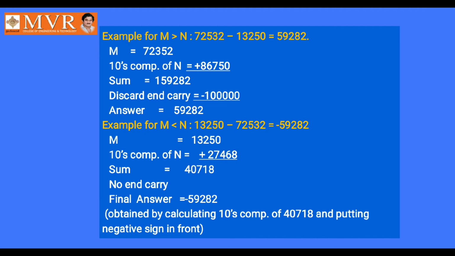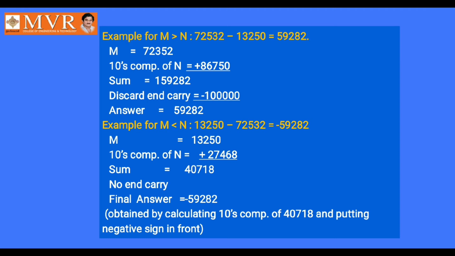Now, in the second case, take m less than n. The same two numbers from above I have taken in the reverse way. So here m is 13,250 and n is 72,532. What result do you get? The same quantity, 59,282, but its sign should be negative, because m is less than n.